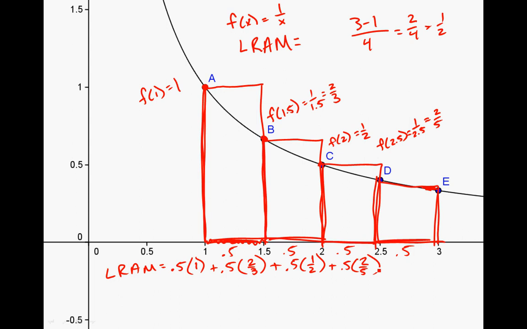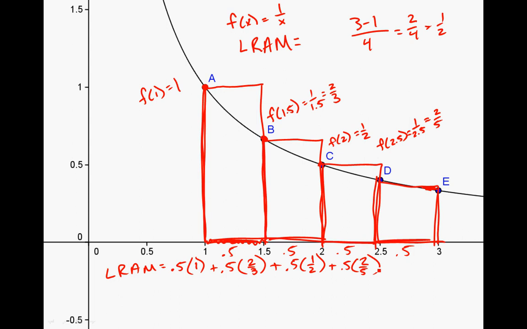I'm going to crank that out on the calculator really quickly. Sorry, so we got 0.5 times 1 plus 0.5 times 2/3. A little trouble here with the parentheses. Sorry, I know you can't see this. Plus 0.5 times 1/2 plus 0.5 times 2/5.